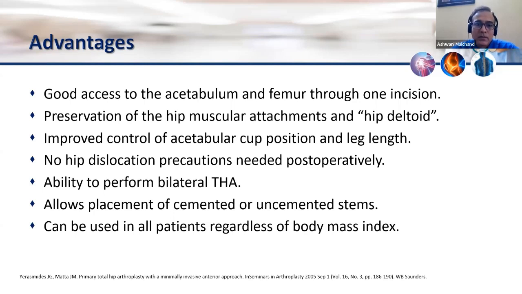And the most dreaded complication after hip replacement, that is dislocation, is much less of a problem in the anterior approach because we are not cutting the posterior capsule as well as the external rotators. And we can perform bilateral hip replacement, though generally we don't like doing bilateral hip replacements, unlike knee replacement. But if you want to, you can do both hips at the same time because we don't have to change the position of the patient.